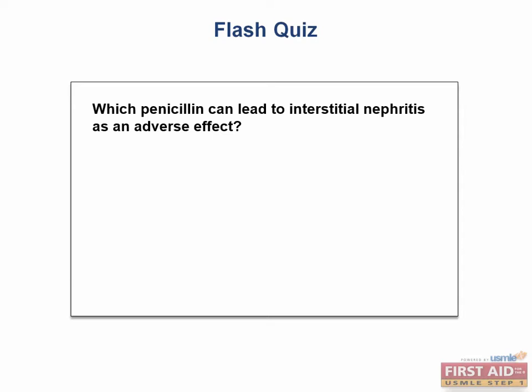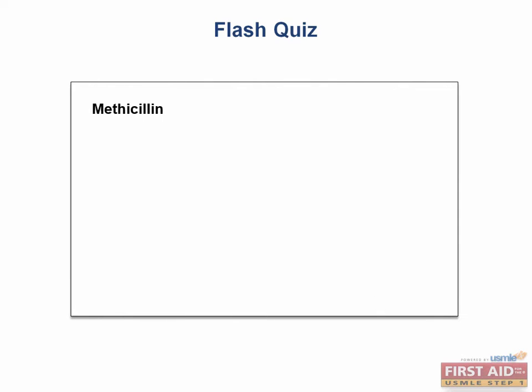Alright, now for a flash quiz. Which penicillin can lead to interstitial nephritis as an adverse effect? Very good, that is methicillin, one of the penicillinase-resistant penicillin drugs. In fact, interstitial nephritis as an adverse effect is the reason why we no longer use methicillin in the clinic.